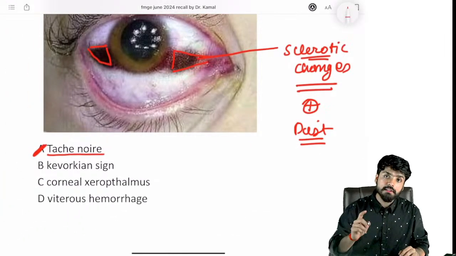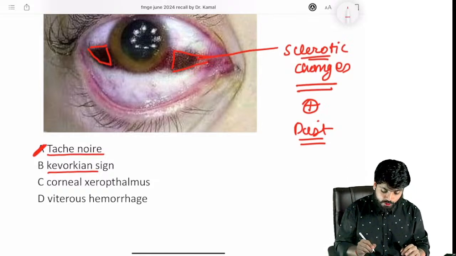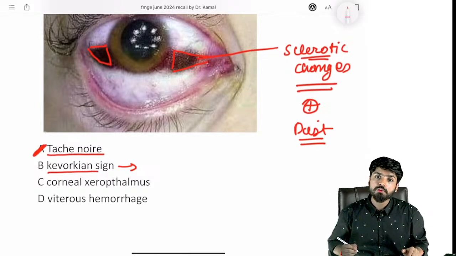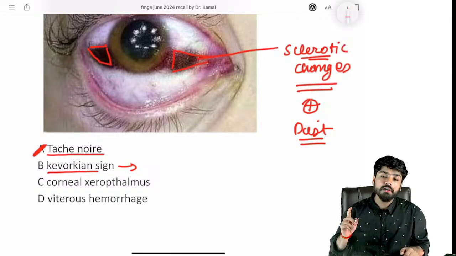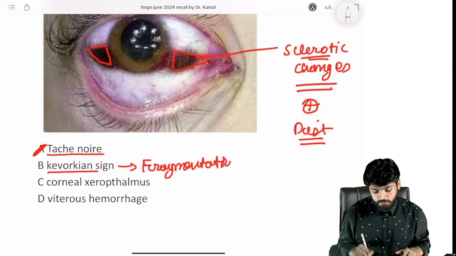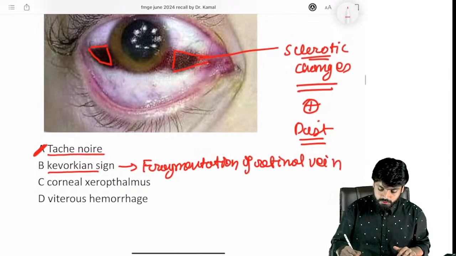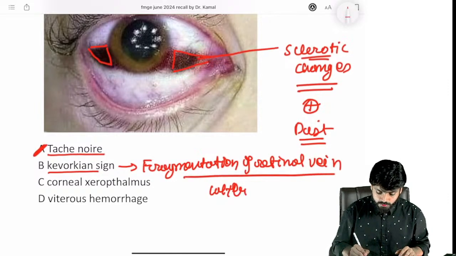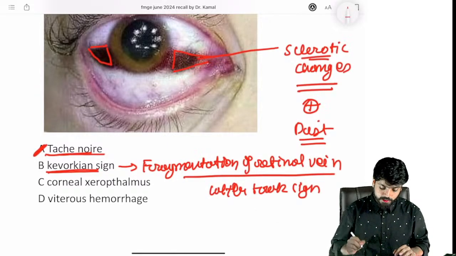Okay. The other thing that you have to remember, which is always given as an option in this type of question, is Kevorkian sign. What is Kevorkian sign? Now the patient has died, there is no blood circulation, and due to that there is no blood supply in the retinal veins also. So because of loss of blood supply to the retina, there will be fragmentation of the retinal veins. We call it Kevorkian sign, or we can say cattle track sign. Okay, Kevorkian sign or tache noire.